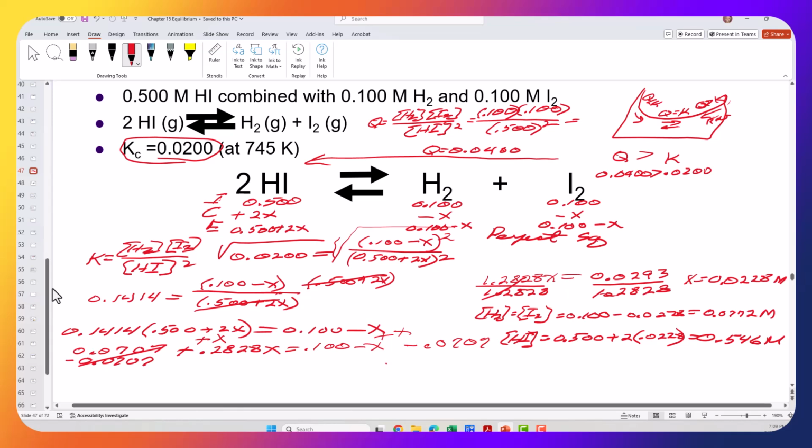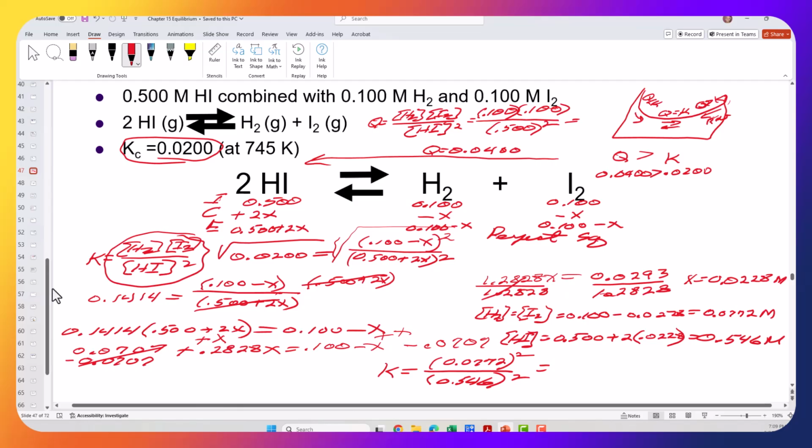Now I can test that, I can check to make sure I've gotten it right by simply looking at the equilibrium constant expression, plug in those equilibrium concentrations and see if I get K, which is 0.02. So let's do that. For H2 and I2, I have 0.0772 times 0.0772, so I'm going to square that, and then I'm going to divide that by 0.546. I have to square that because of the coefficient of 2 for hydrogen iodide.